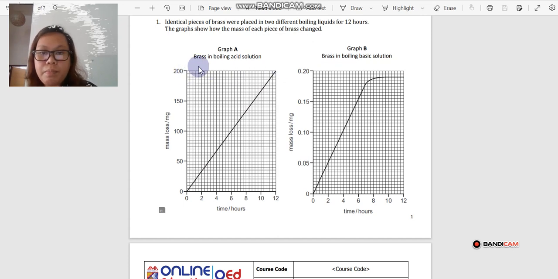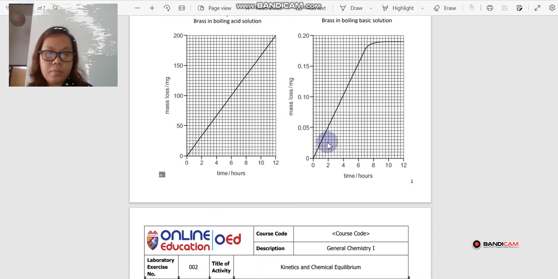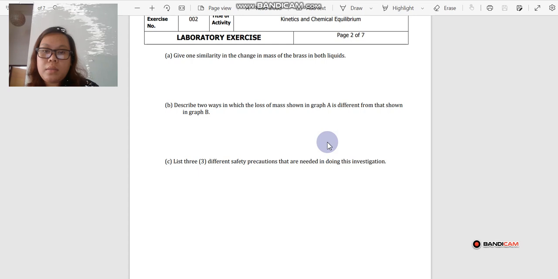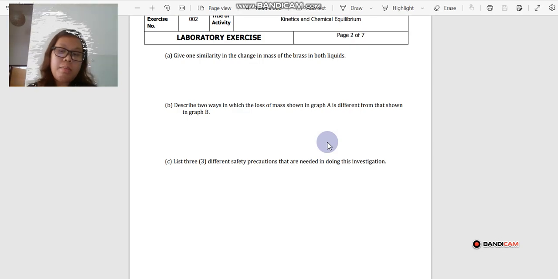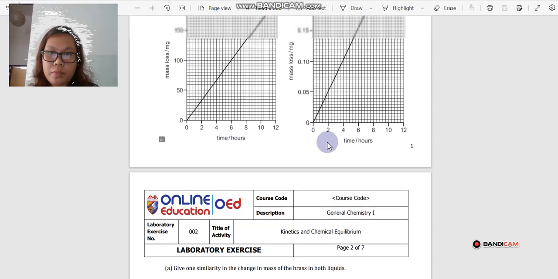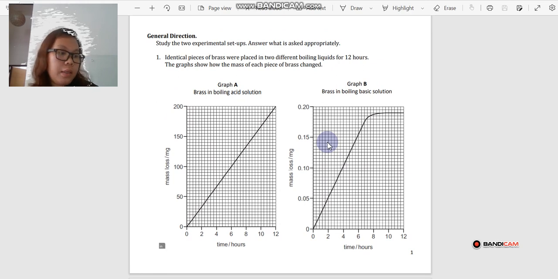Graph A is brass in boiling acid solution. Graph B is brass in boiling basic solution. Give one similarity in the change in mass of the brass in both liquids. By looking at the graph, both brass in boiling liquid change in mass by time.